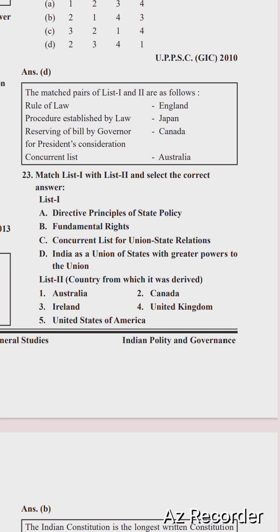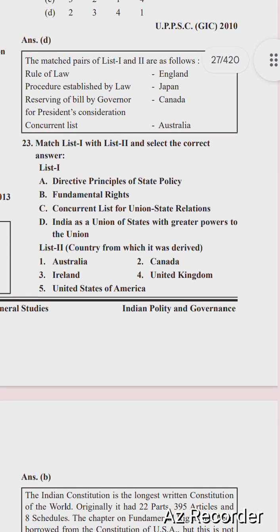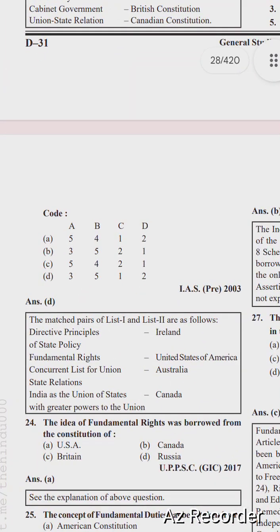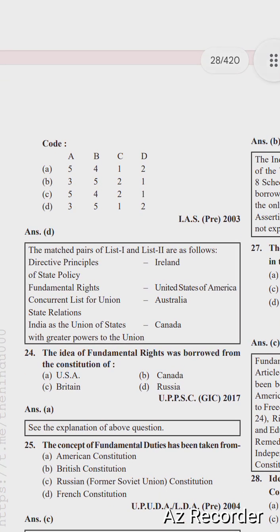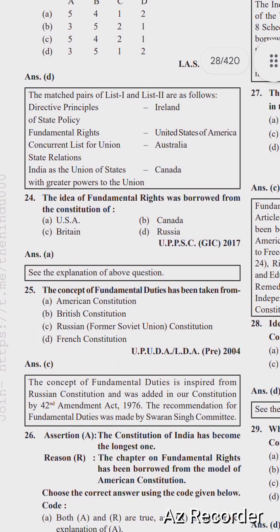So the next question is, match List 1 and List 2 and select the correct answer. Directive principle of state policy, fundamental rights, concurrent list, and India as a union of states with greater power to the Union; and List 2: Australia, Canada, Ireland, United Kingdom, USA. The right option is option D. Directive principle of state policy is related to Ireland, fundamental rights to the United States of America, concurrent list to Australia, and India as a union of states to Canada.